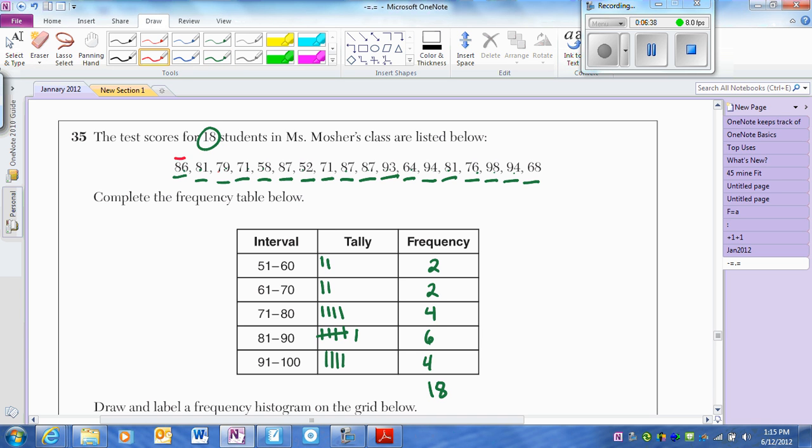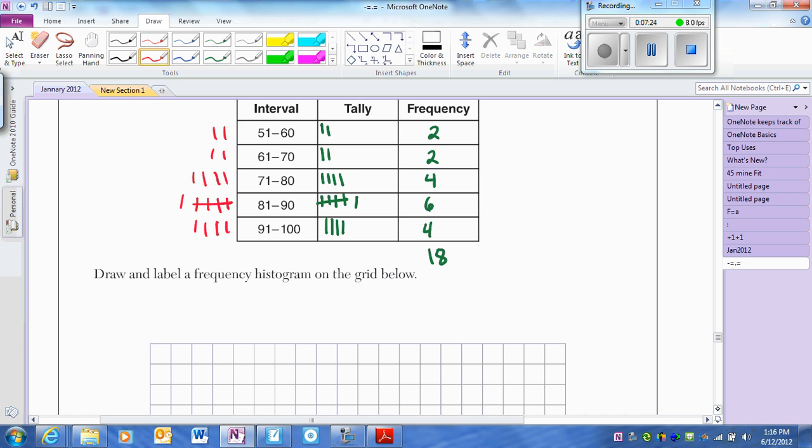I will also do this again. 86, 81, 79, 71, 58, 87, 52, 71, 87, 87, 83, 64, 94, 81, 76, 98, 94, 68. So 2, 2, 4, 6. So checks. 51 to 60.